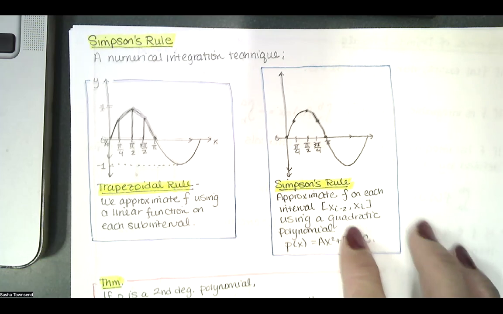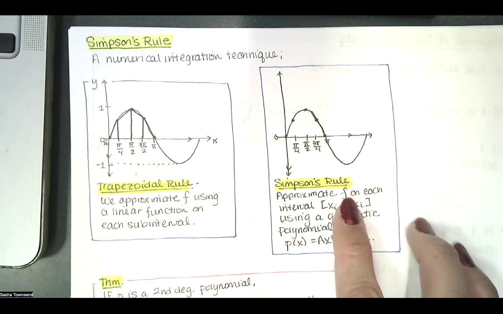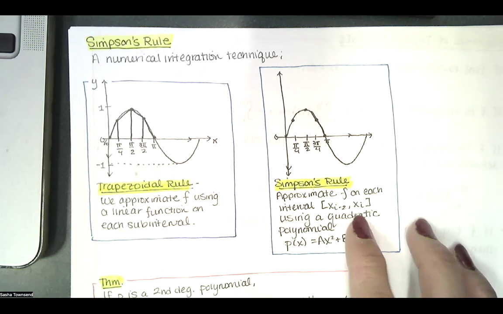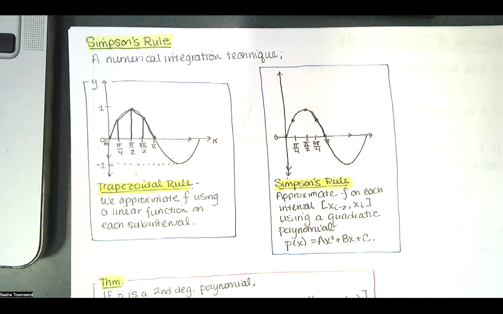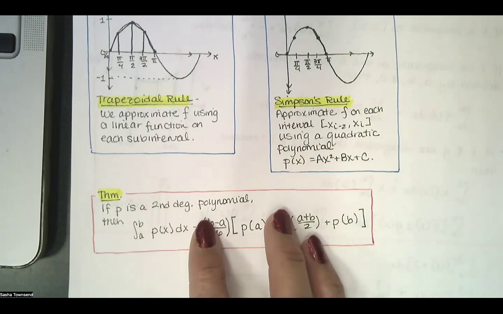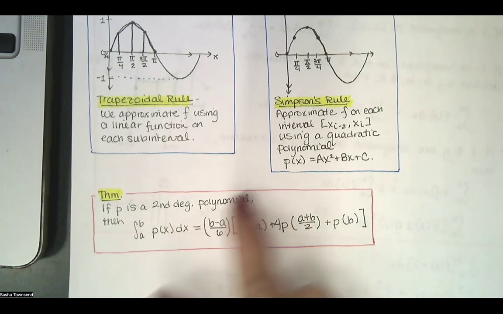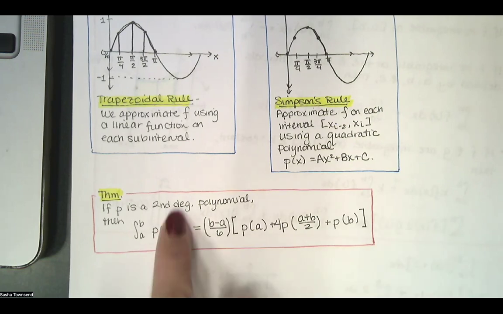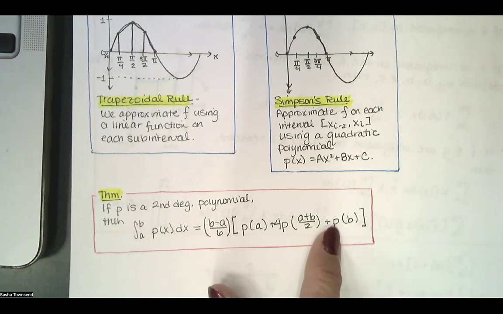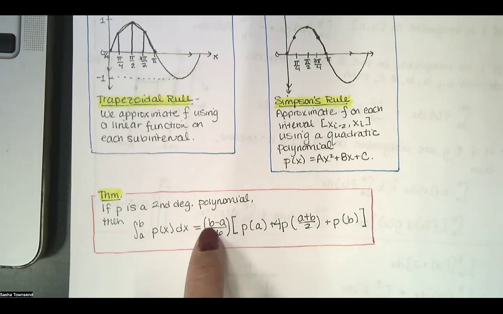Okay, so before we can approximate the function using a quadratic polynomial and then take the area under the curve of each of those quadratic polynomials, we need a theorem. This just says that if p is a second degree polynomial, so it has this form, then the definite integral is exactly equal to this. Now this is just b minus a divided by 6. So it's the length of the subinterval divided by 6.